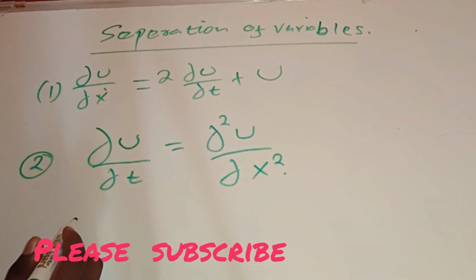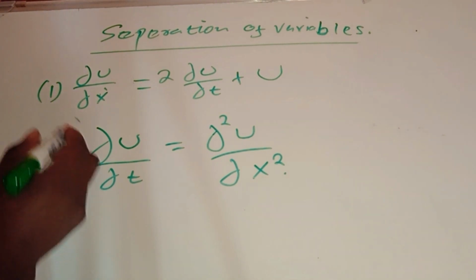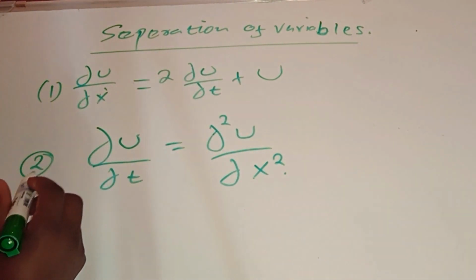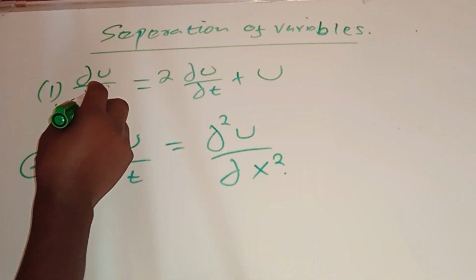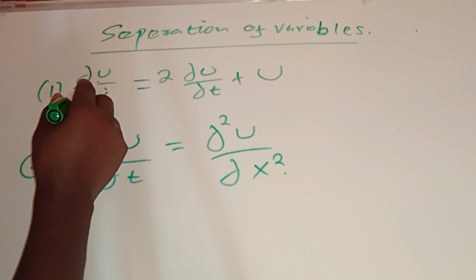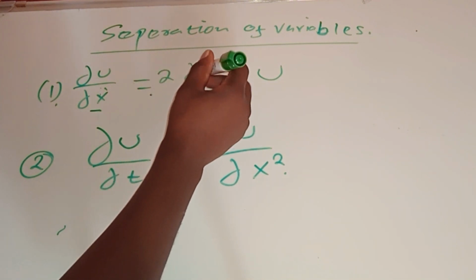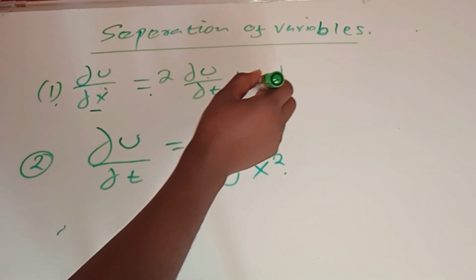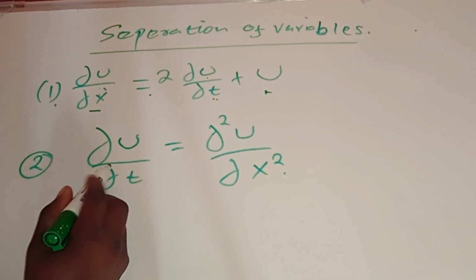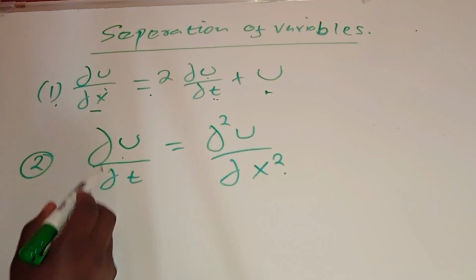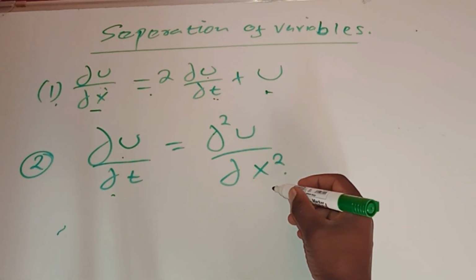In this episode, we are going to use the method of separation of variables to solve the given partial differential equations. Equation 1: the partial derivative of u with respect to x is equal to 2 times the partial derivative of u with respect to t plus u. Equation 2: the partial derivative of u with respect to t is equal to the second partial derivative of u with respect to x.